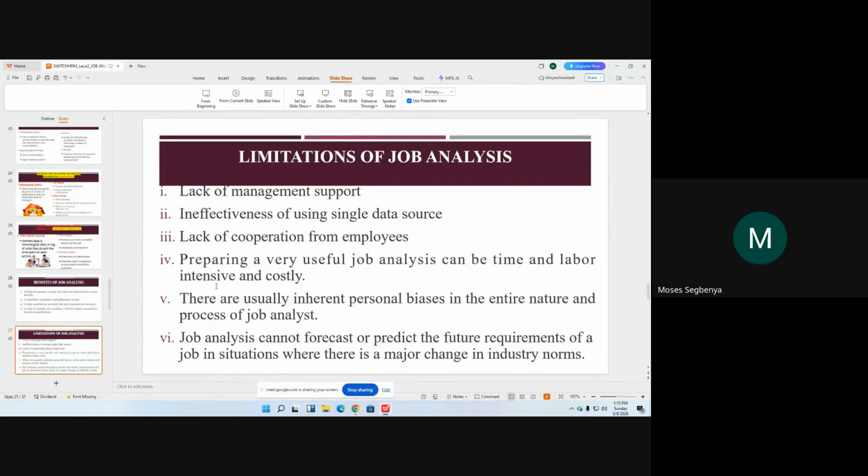Preparing a very useful job analysis can be time and labor intensive and costly. So some people, because of the time that you spend, because of the money involved, racking your brain and still paying money to get this done, especially when you are bringing in a consultant expert, it's very expensive. So some do not want to go into that, so they will not even do it at all. There are usually inherent personal biases. Of course, it's a human institution and it's human beings that do the analysis. So there is some level of bias in the job analysis.